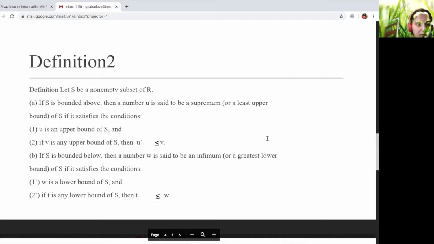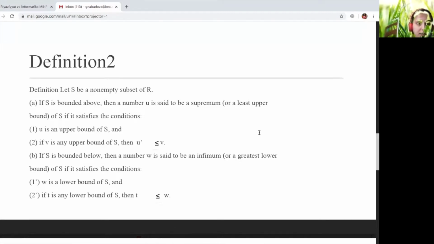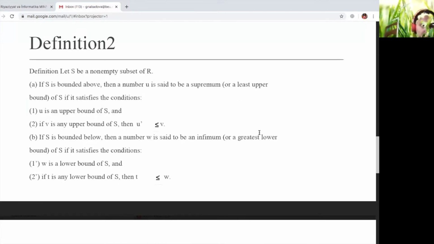If S is bounded below, then a number W is said to be an infimum or a greatest lower bound of S if it satisfies the conditions: W is a lower bound of S, and if T is a lower bound of S, then T is less than or equal to W.